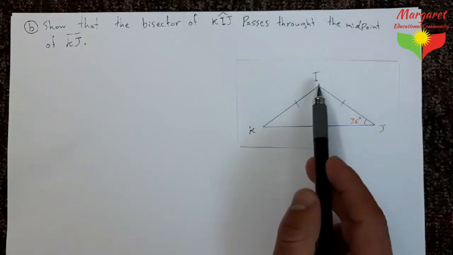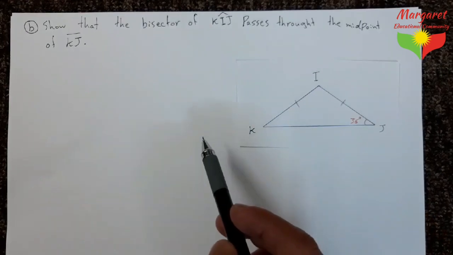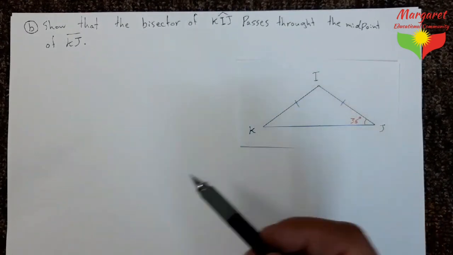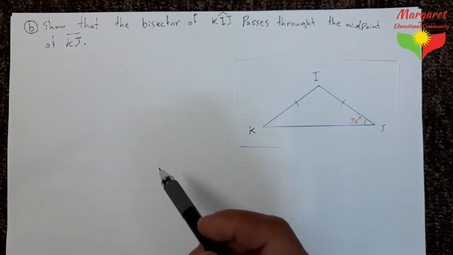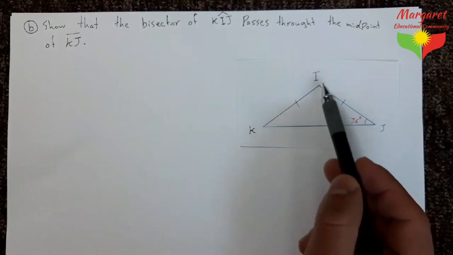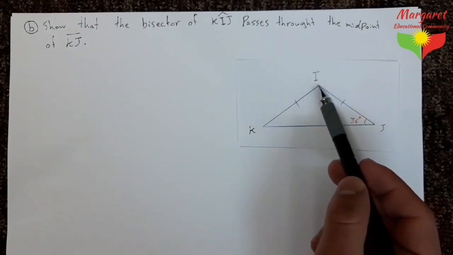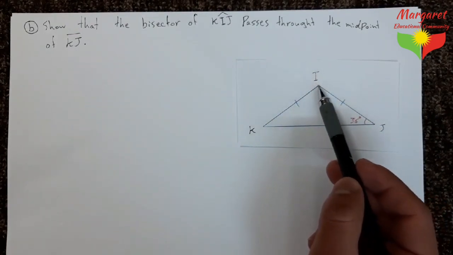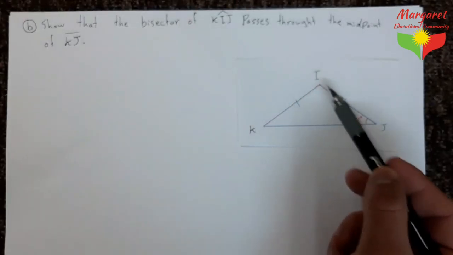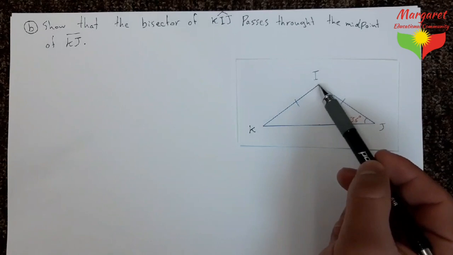We know that IJK is an isosceles triangle since IJ equal to IK. And we say that the point of intersection of the congruent sides is called the vertex. So I is the vertex. So the bisector of angle KIJ bisects the angle at the vertex.